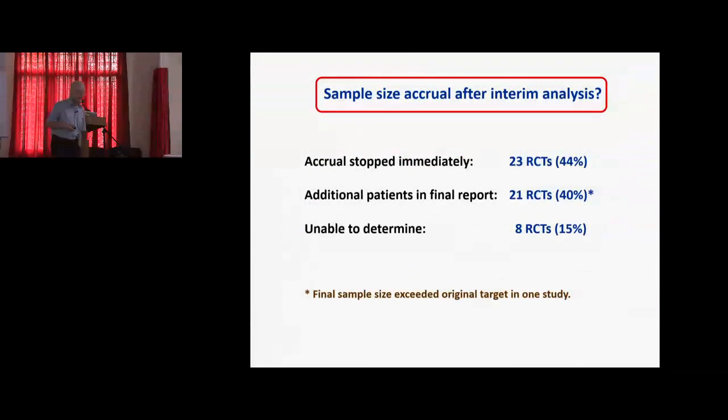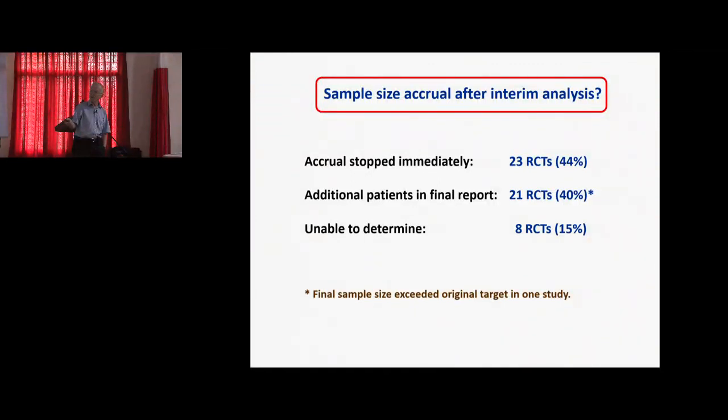Then the question of did the study really keep going after that interim analysis when they, quote, stopped? Well, in about half, a little less than half, accrual stopped immediately, and there were no further patients reported in the final analysis. But another group, almost the same size, had more patients included. That's presumably because of the pipeline, that there are patients still under follow-up. And eight where we couldn't really tell what had happened.